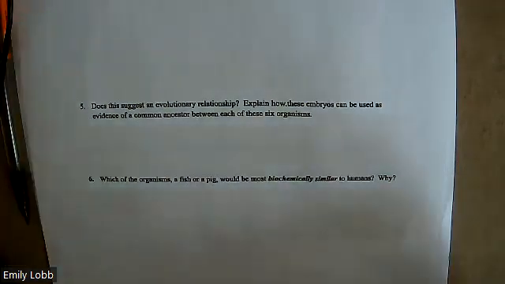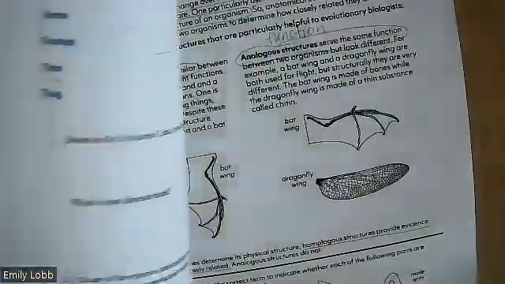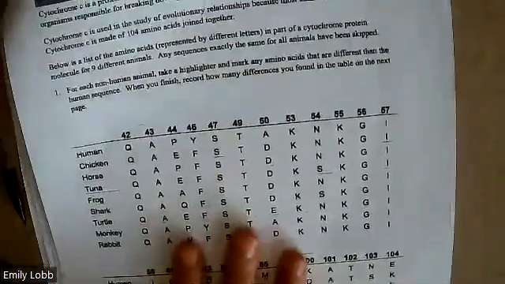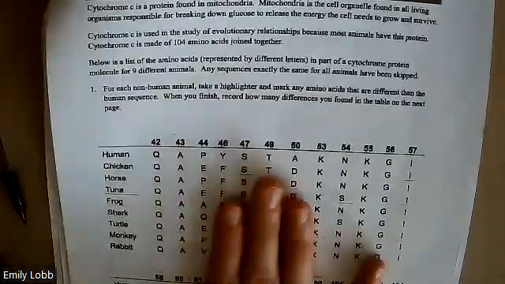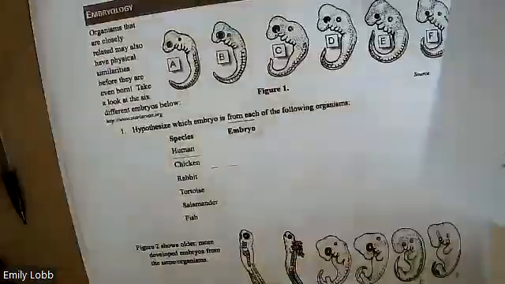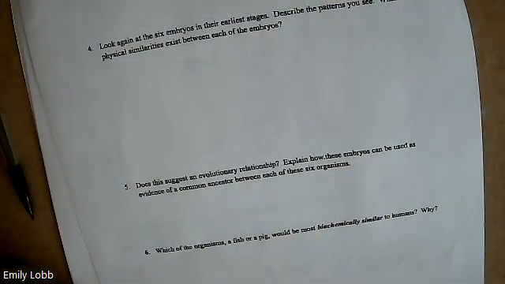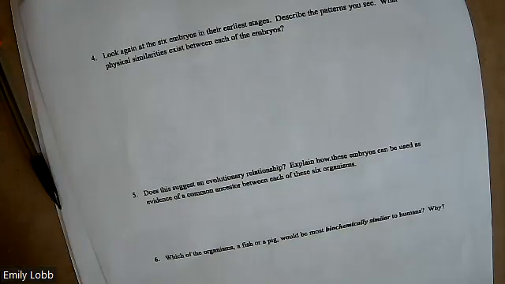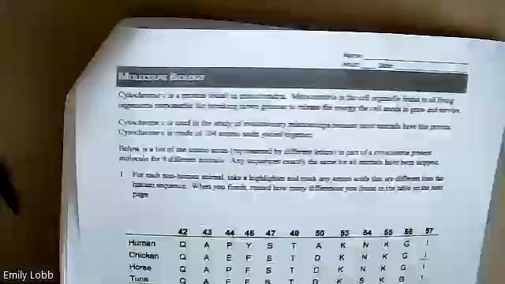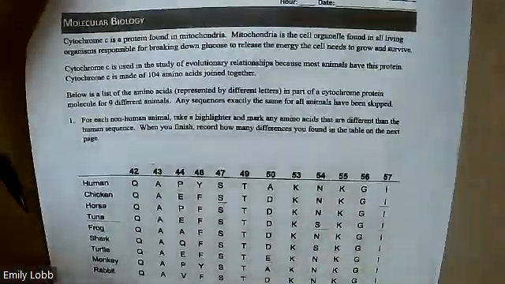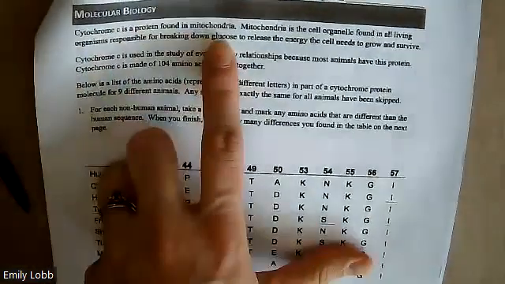So once we get through there, my friends, we're going to use our highlighters and look at things at the molecular level. I'm going to bring around some highlighters for while you're doing this after you're done. So we've answered these questions. Now, we're looking at cytochrome C. That is a protein found in mitochondria.